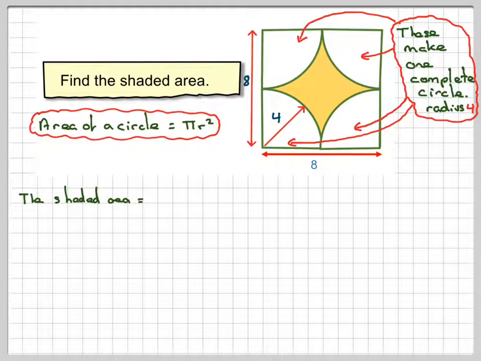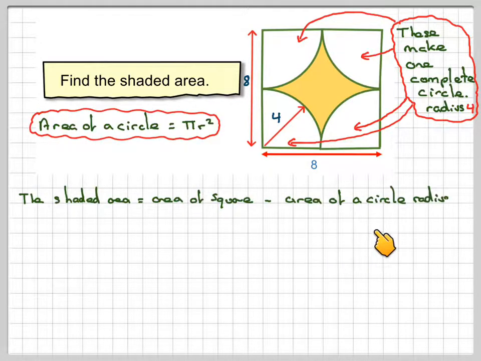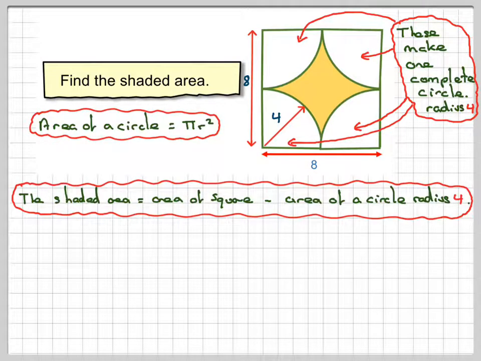Therefore, the shaded area is equal to the area of the square minus the area of the circle of radius 4. So the area of the circle of radius 4, remember, will be this, plus this, plus this. That makes a circle. So that will be 8 times 8 for the area of the square, minus pi times 4 squared. That's the area of those 4 quarters added up. 8 eights are 64, and 4 squared is 16.